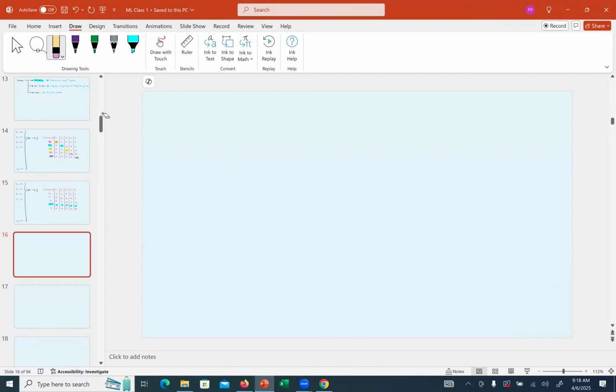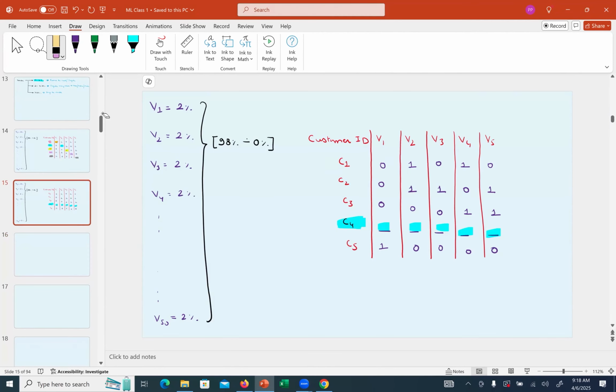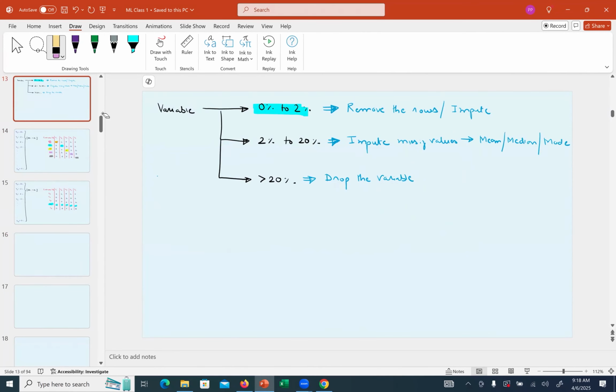Can you explain about this variable part? Like, I was absent the last class. Which missing value treatment part? Where variable, this one, yeah.